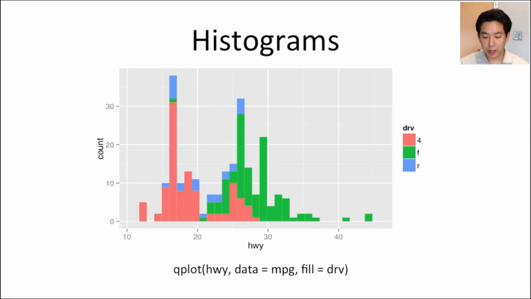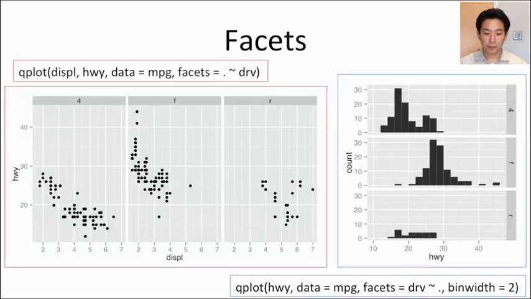You can make a histogram with the qplot function by only specifying a single variable. So here I only specify the highway variable, and it shows me the highway mileage for all the cars in the data set. But then again, I like to separate out which cars are four-wheel drive, which cars are front-wheel drive, etc. So instead of the color argument, I specify the fill argument, which says that the different elements of the histogram are going to be filled with different colors based on what drive they are. So here you can see a similar picture to what you saw before, which is that the four-wheel drive vehicles tend to have the lowest mileage, and the front-wheel drive tend to have the highest mileage.